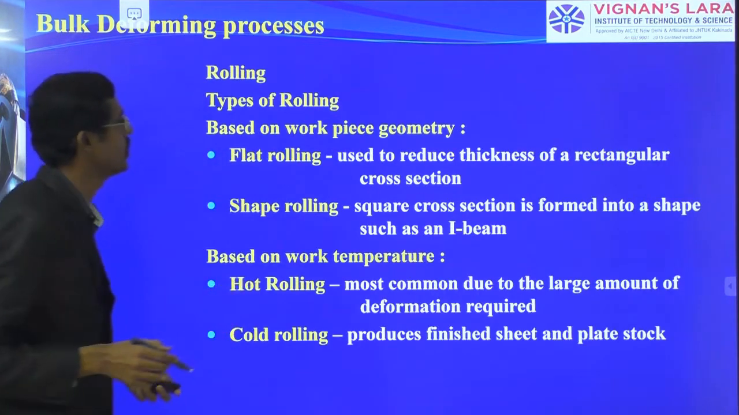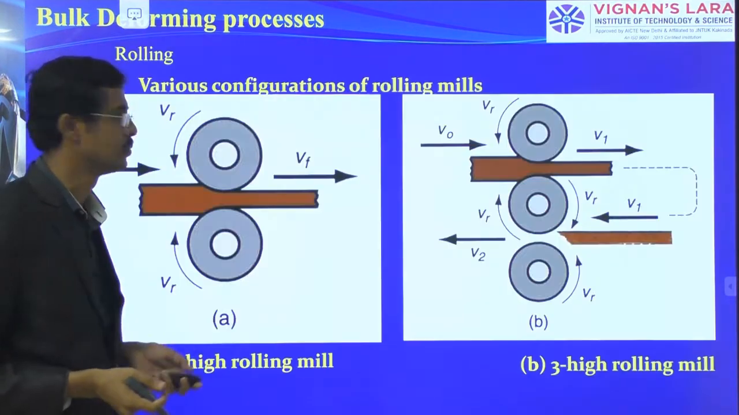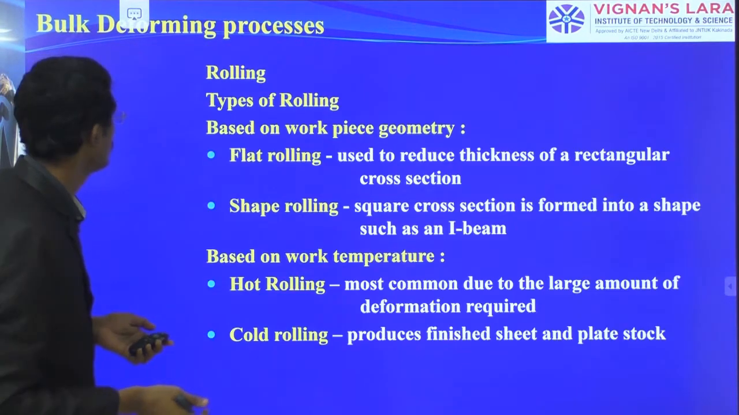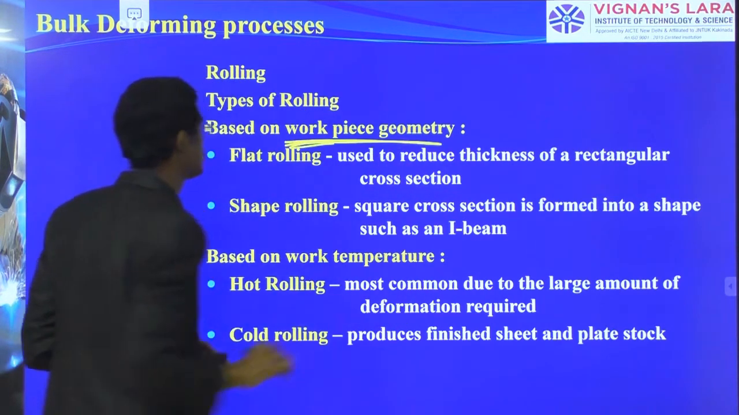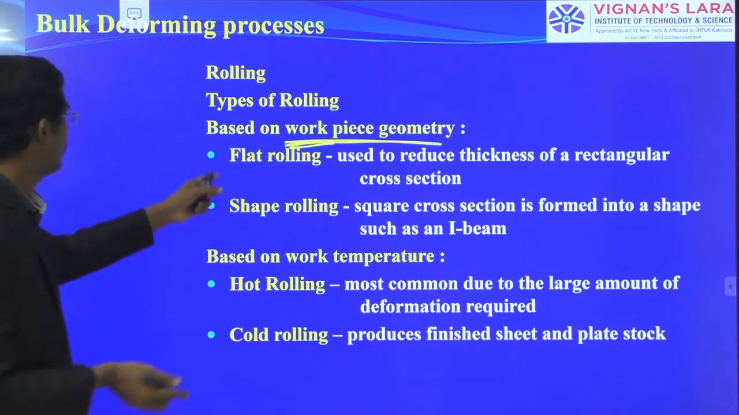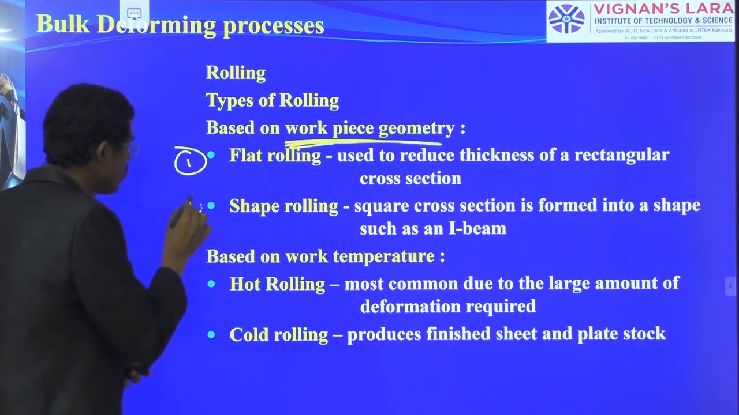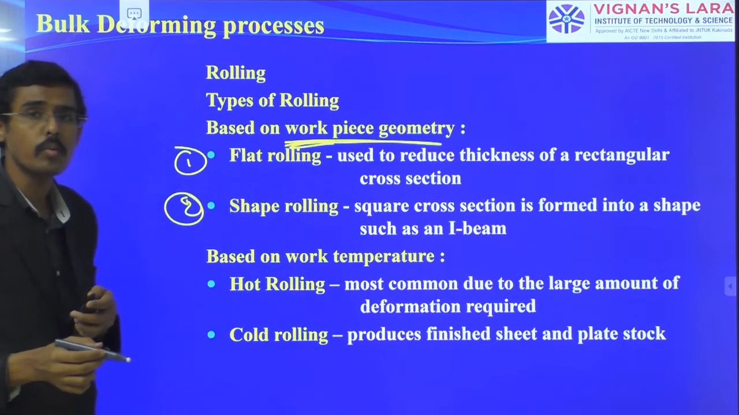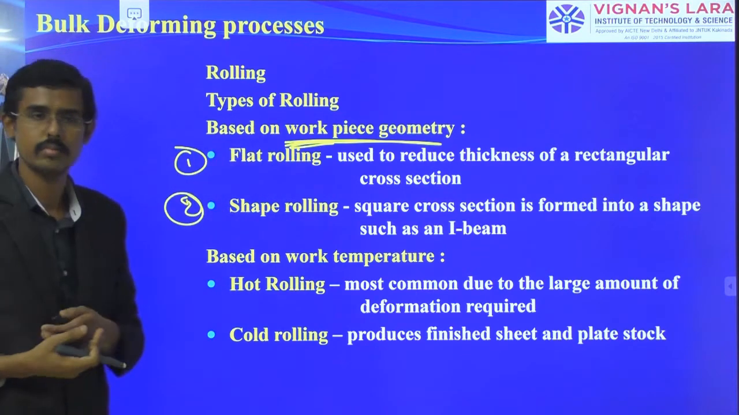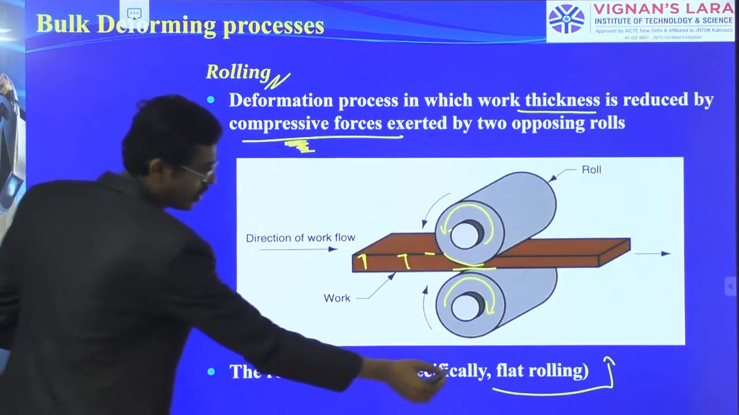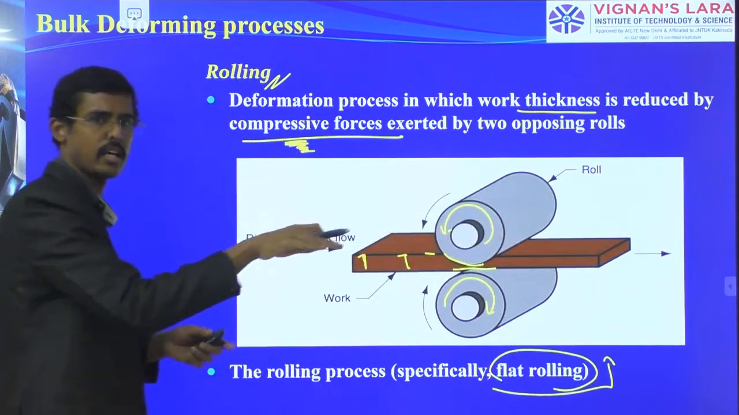Now we want to see the different types of rolling operations. Based upon the workpieces, we could have a flat rolling process or a shape rolling process. Until now we have talked about rolling for thickness reduction. That is flat rolling. So this is what we have mentioned here about the flat rolling process. It is going straight and flat, with thickness reduction.